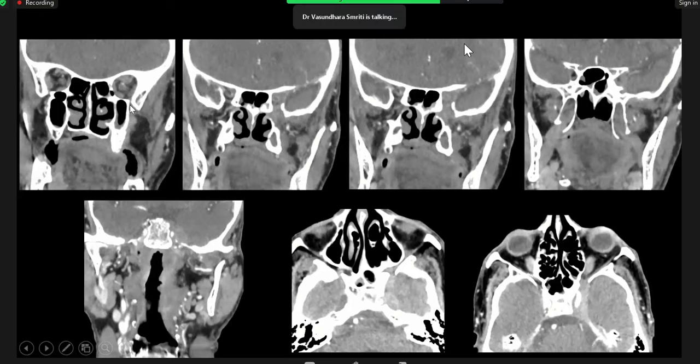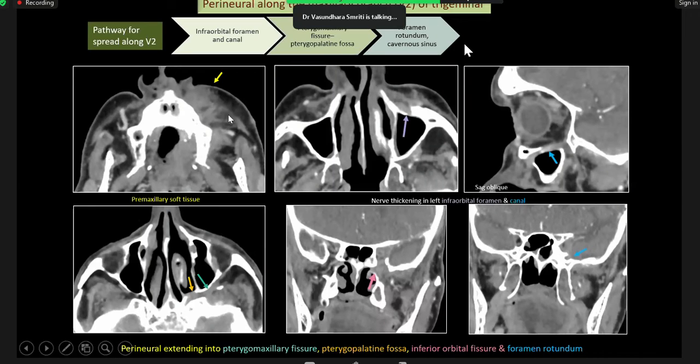So this was the case. The soft tissue was extending through this region into the pterygopalatine fossa, entering into the inferior orbital fissure, and finally into the foramen rotundum, as well as there was soft tissue in the cavernous sinus, probably in this entire cavernous sinus. So just a recap, any soft tissue into the premaxillary area, look at your infraorbital foramen, the infraorbital canal, pterygopalatine fossa, the inferior orbital fissure, and also your foramen rotundum.